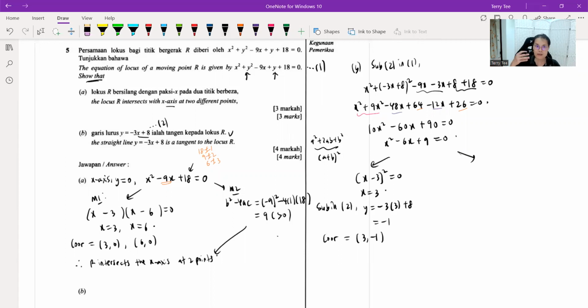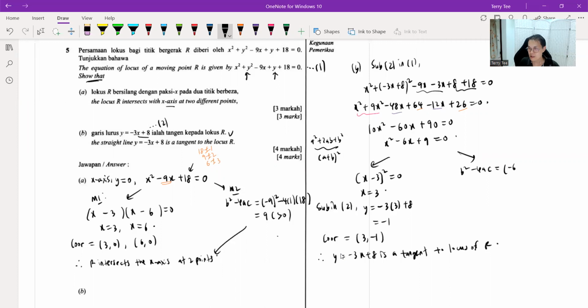Okay, well, this coordinate (3, negative 1) means what? It touches 1 point, right? So therefore, we can conclude that, yep, the straight line, or can I just write the equation y equals minus 3x plus 8, is a tangent to locus of R.